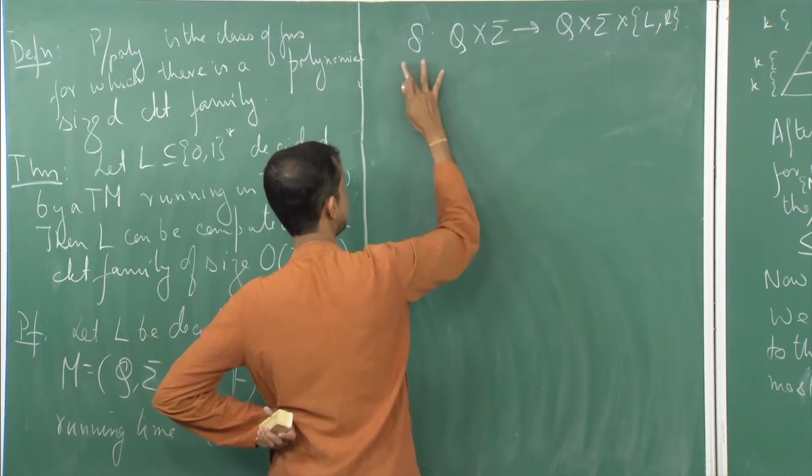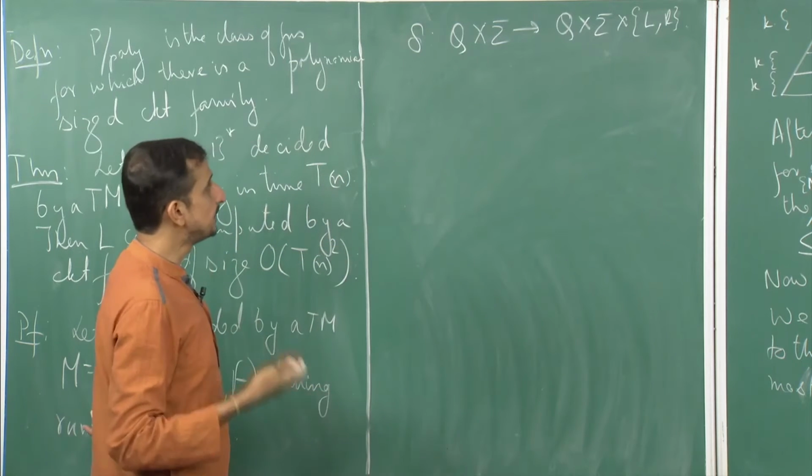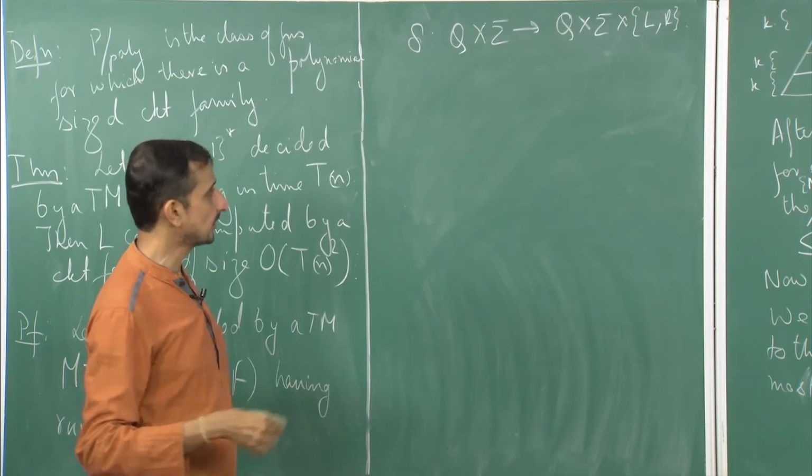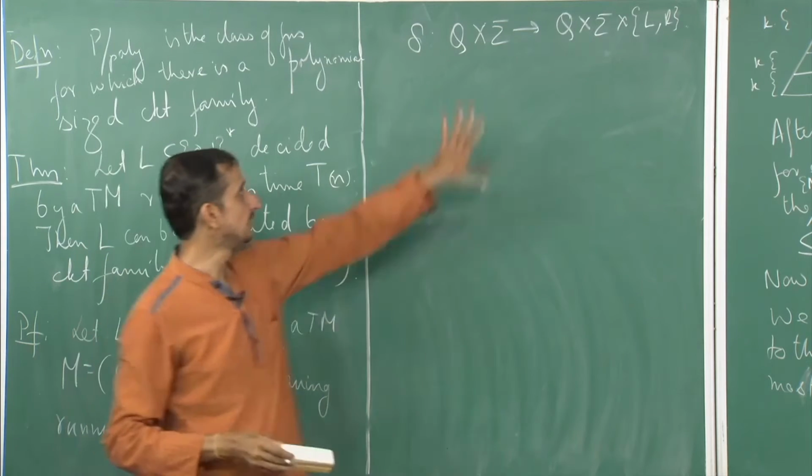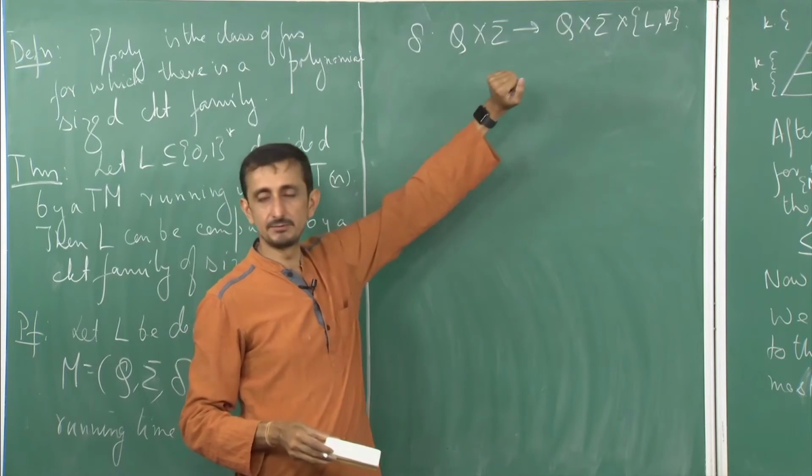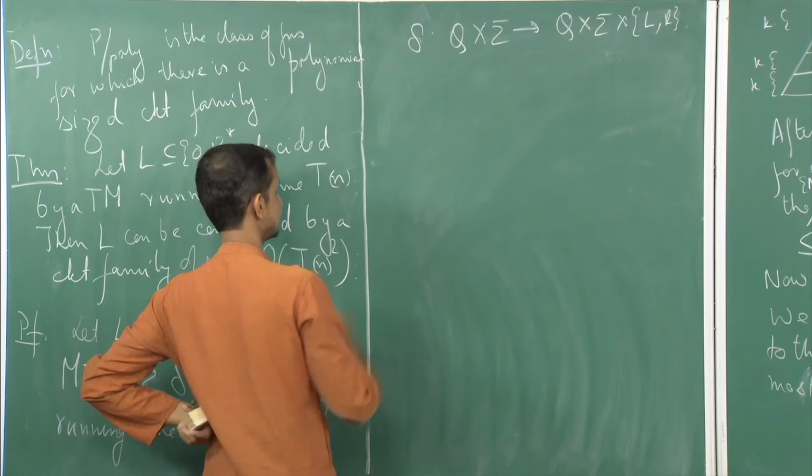So now it is easy to see that delta is actually independent of the input. Okay. So, delta is basically a constant sized function, because all these are bounded sets, Q and Sigma. Both of them are sets of bounded size.